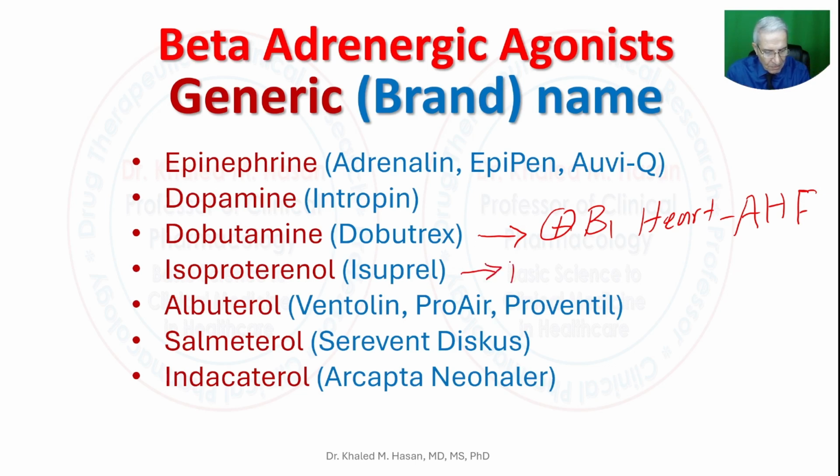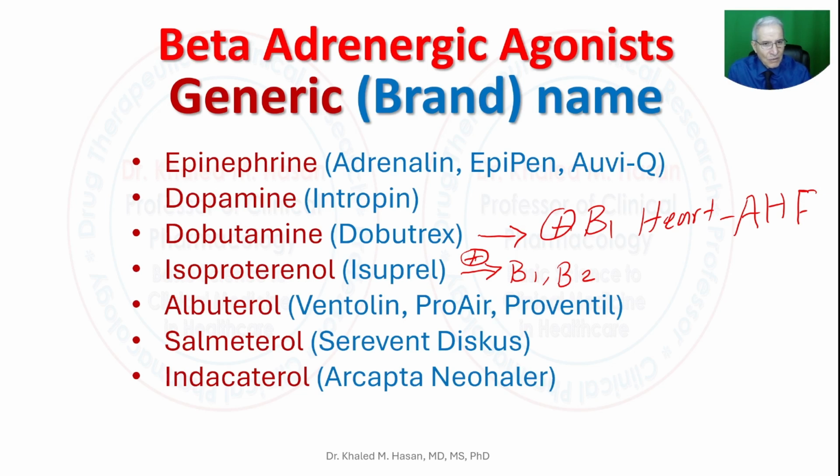Isoproterenol stimulates both beta-1 and beta-2. So we don't use it in practice, because sometimes we need to be selective. We don't recommend using a medication that stimulates two receptors, because beta-1 predominates in the heart, while beta-2 predominates in the blood vessels and the respiratory system. So we don't recommend using medication that affects two main organs in our bodies.